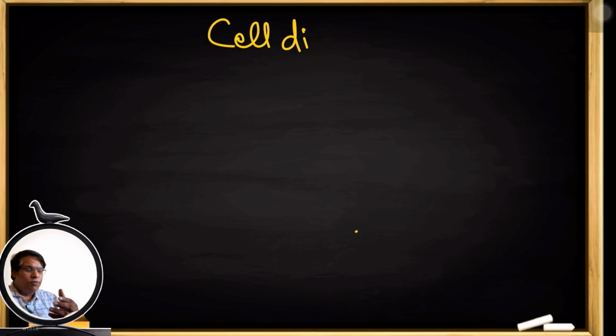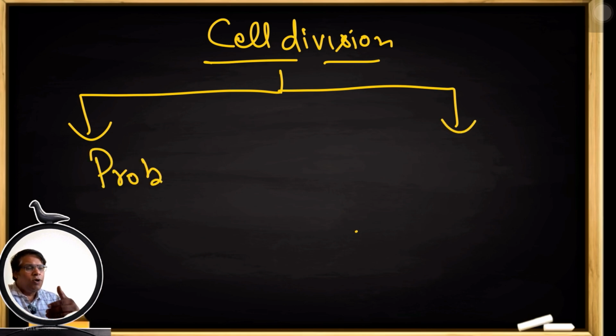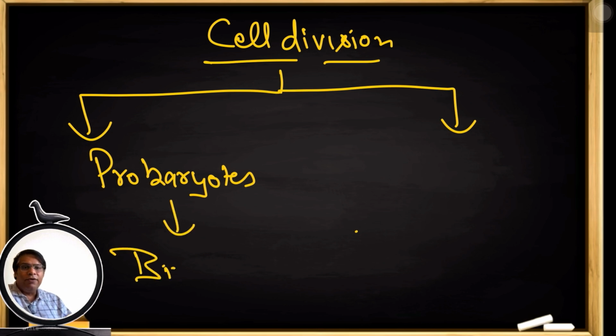Now if we move to the next point, that is related to cell division. Here keep in mind, in the case of prokaryotes, you are going to see very simple type of cell division process, and hopefully you remember, that is binary fission.